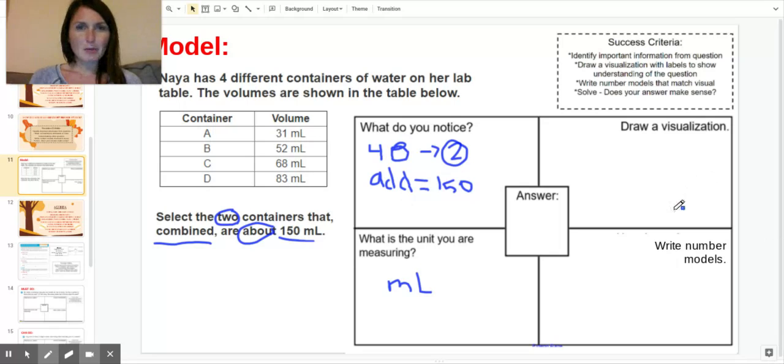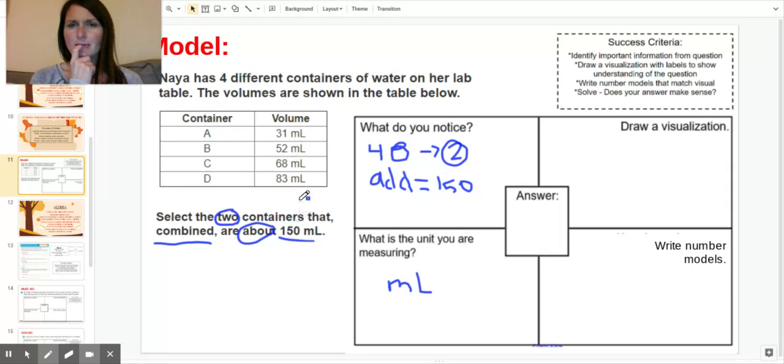I think this is where I'm going to try to plan it out. All of your visuals might look a little bit different, just like your number models might look a little different. So 31 plus 50, that would be close to 80, because 30 plus 50 is 80, so I need more than that. So if I do 60, it's close to 70, and this is close to 80, so 80 plus 70, well, that's close to 80 plus 80, that's 160.